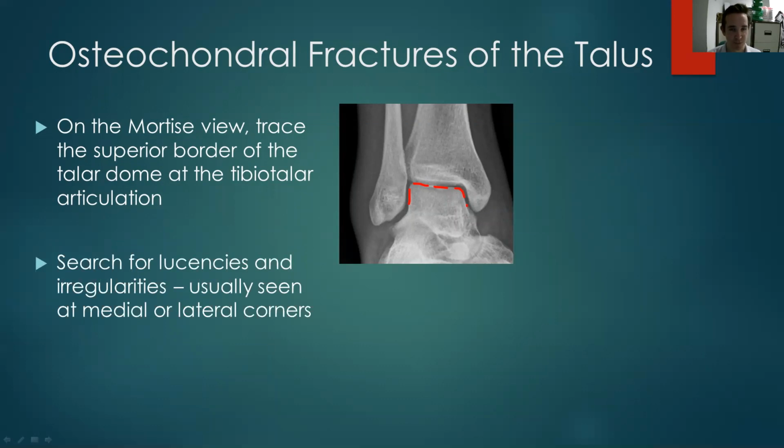Happily for us, most of these osteochondral fractures occur at either the medial or the lateral corner. As the foot twists up during inversion, it tilts the talar dome into the undersurface of the tibia. That usually happens at the medial or the lateral corner.